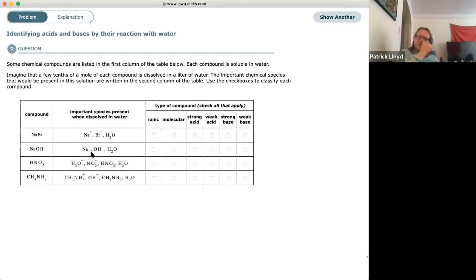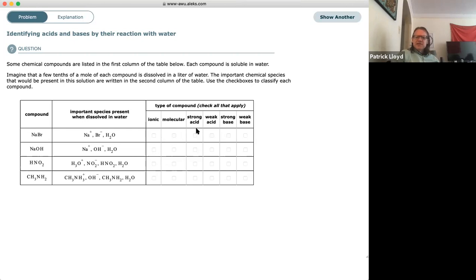Now, what they want you to do in this problem is to determine whether these compounds are molecular or ionic. What we said yesterday was that acids are considered molecular. The nitrogen bases are also considered molecular. And then the salts are ionic compounds, and the bases that have hydroxide, for example NaOH, are really ionic compounds. So those would be ionic as well. So the first step is to determine whether something is ionic or molecular.